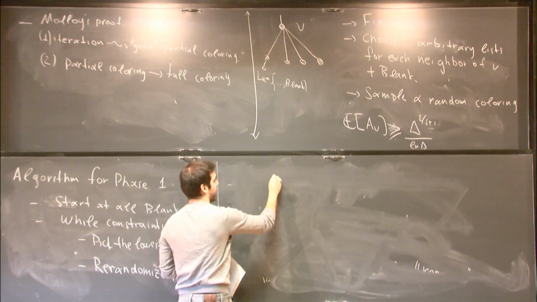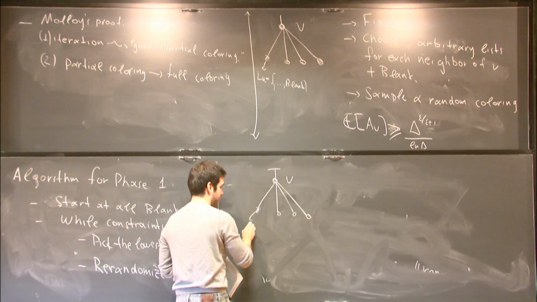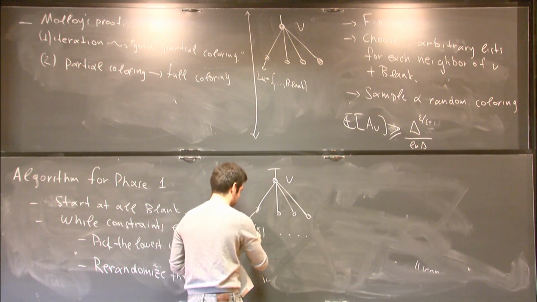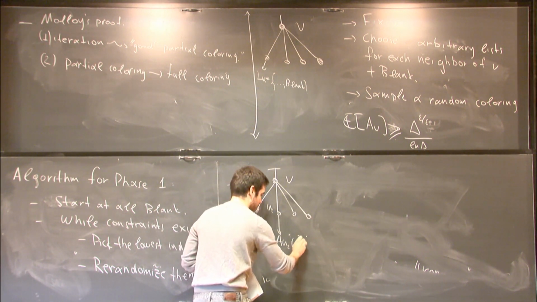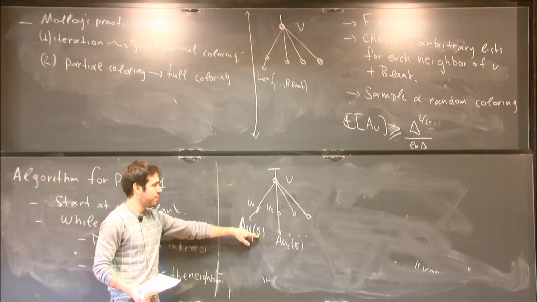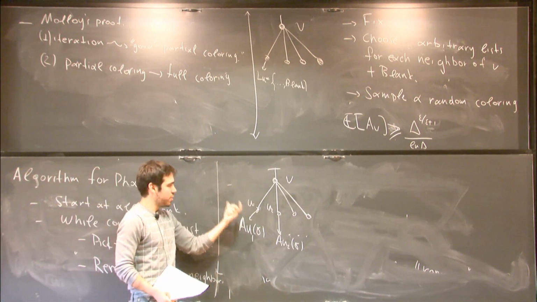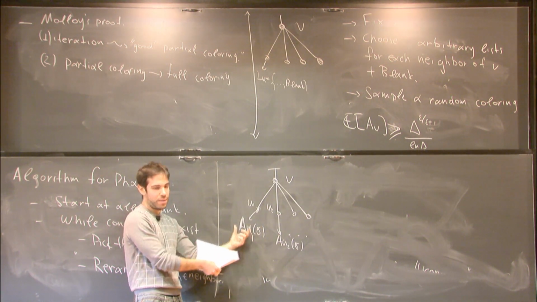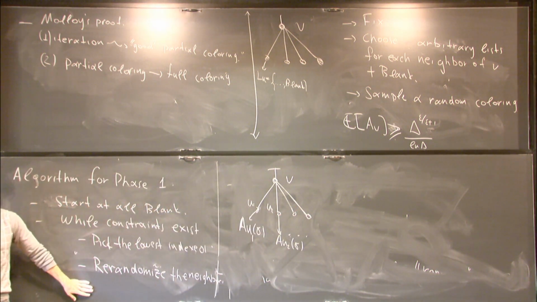So what I basically mean is that this is a vertex V, and these are its neighbors. Each of them has a list of available colors, A_U of sigma: this is U1, this is U2, and each has a list. So at every state sigma, when you want to fix a constraint related to V, you look at its neighbors, each neighbor has a list of available colors, plus blank. What you do is you sample a color from these lists. So this is what it means to re-randomize a neighborhood.